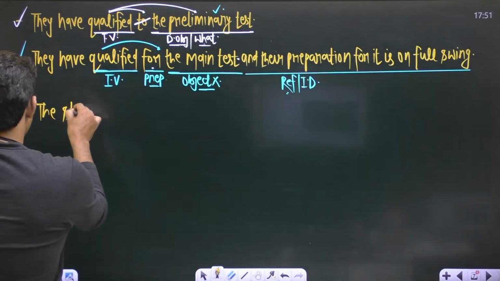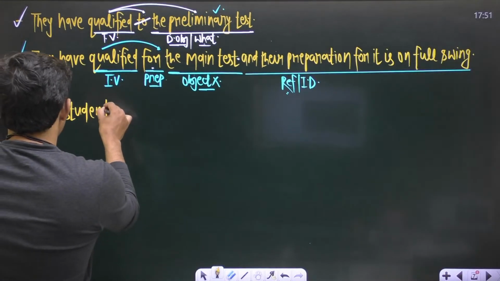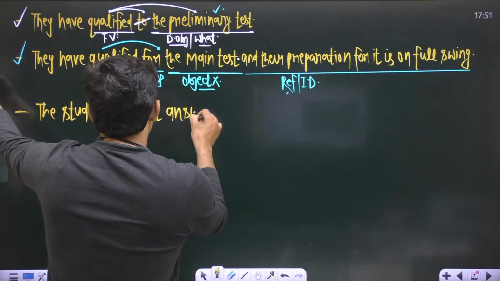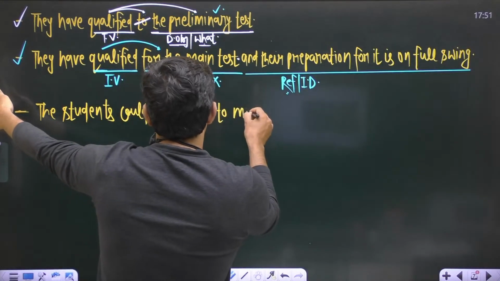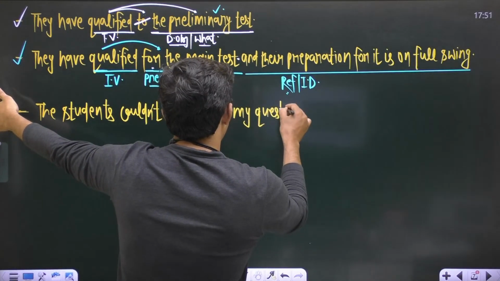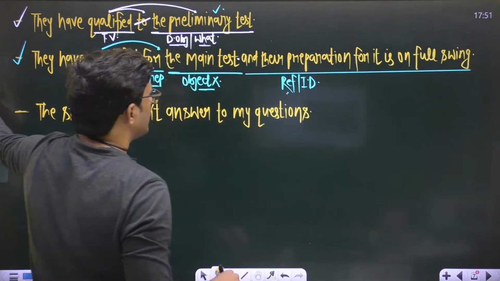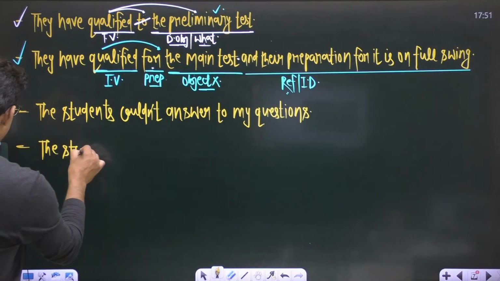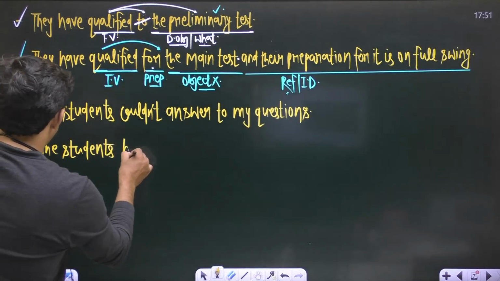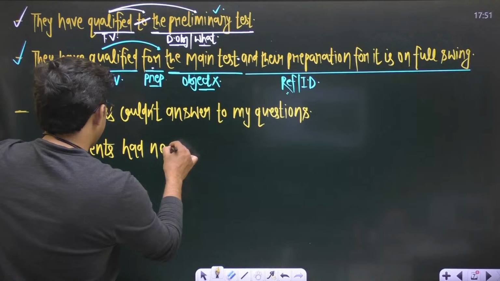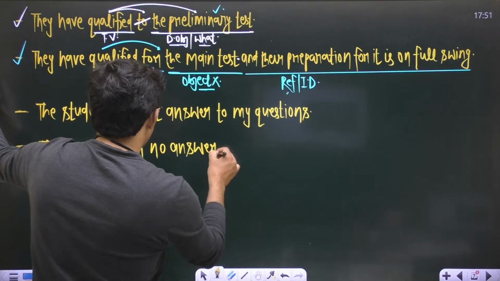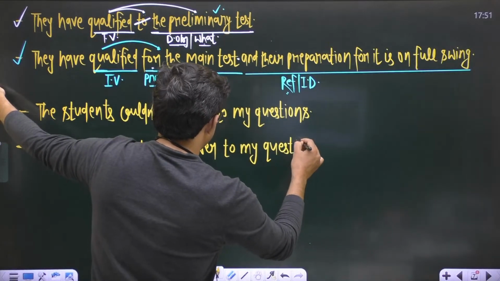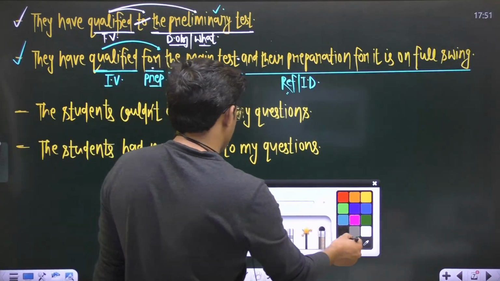The students could not answer to my questions. One sentence. And if I say the students had no answer to my questions. Okay, two different sentences you have.